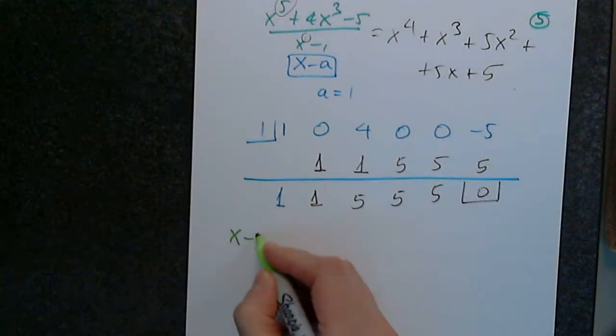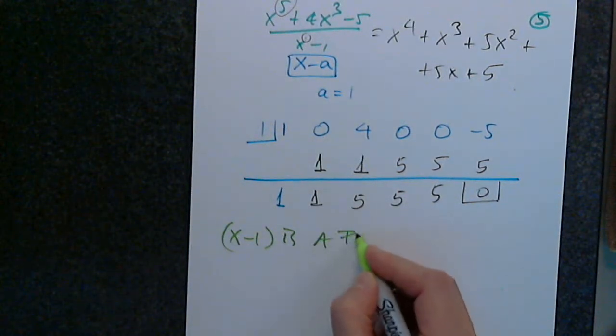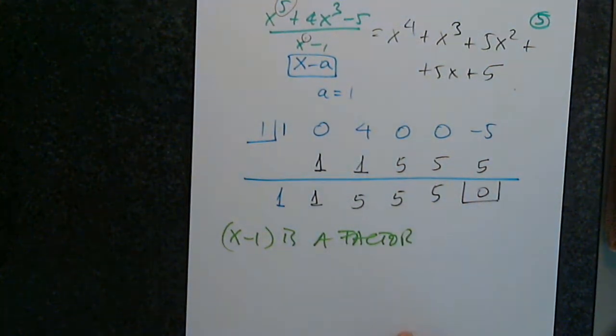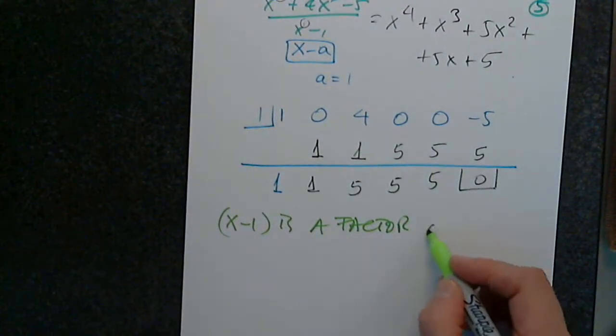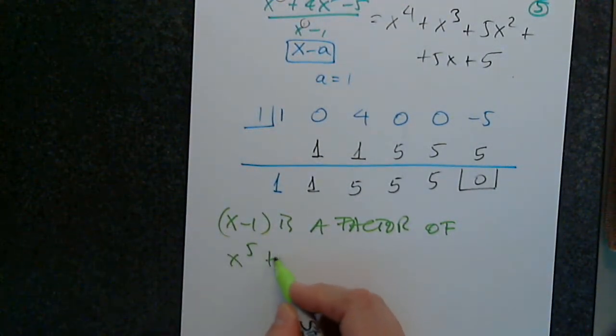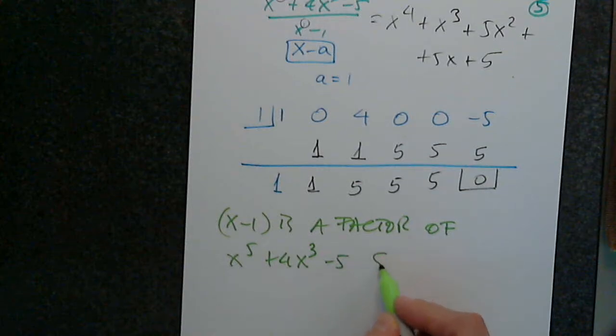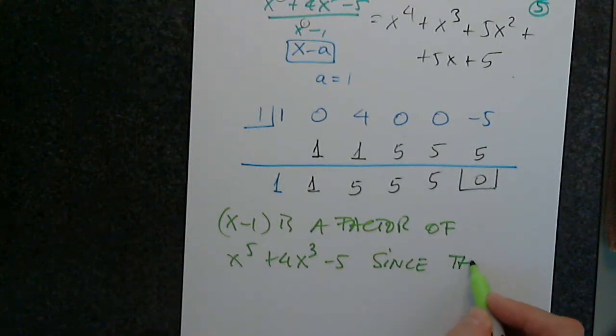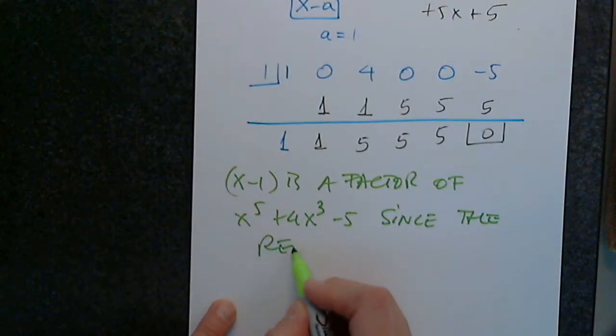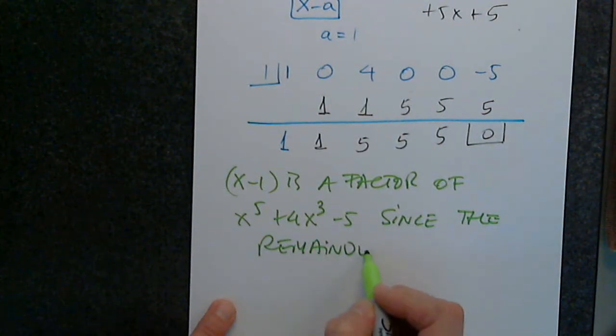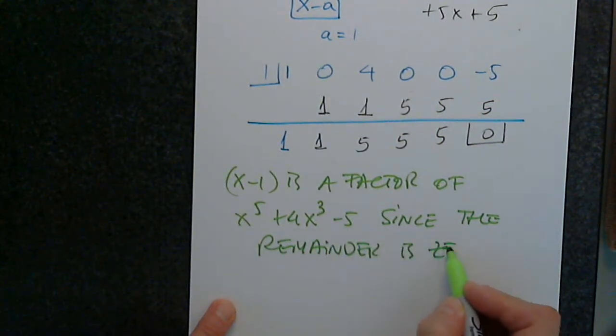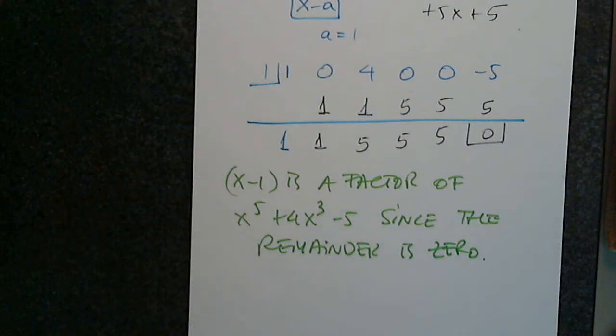Excellent. X minus 1 is a factor. We wrote it last time. Let's write it one more time. X minus 1 is a factor of x to the 5th plus 4x cubed minus 5, since the remainder is 0. Very good. Thank you.